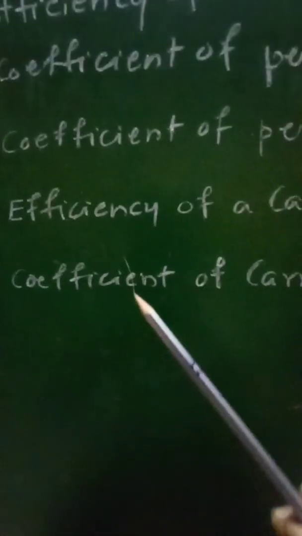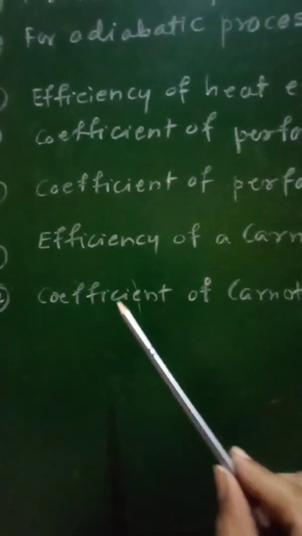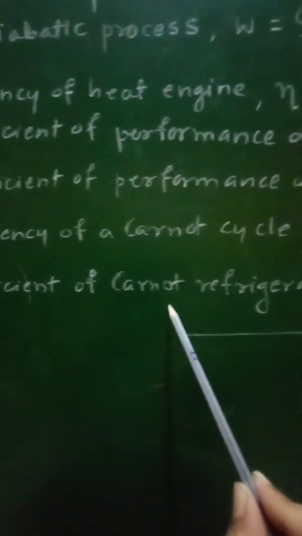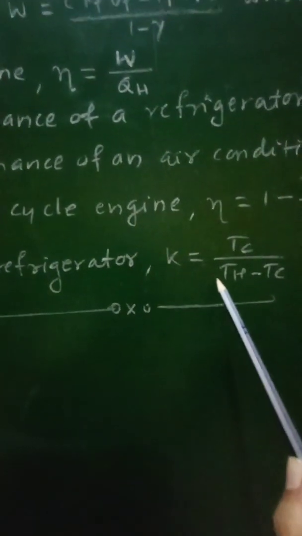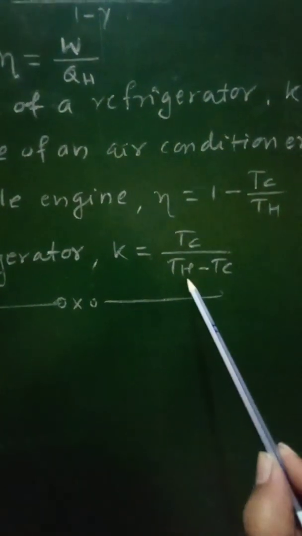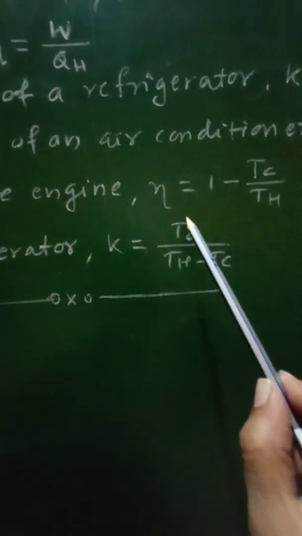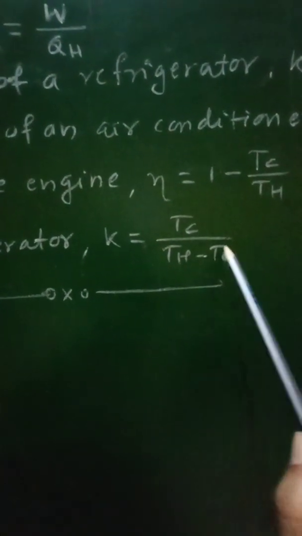And 12th formula gives the coefficient of performance of Carnot refrigerator, which is given as K equal to Tc upon Th minus Tc.